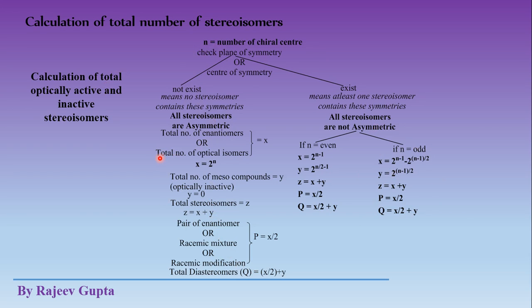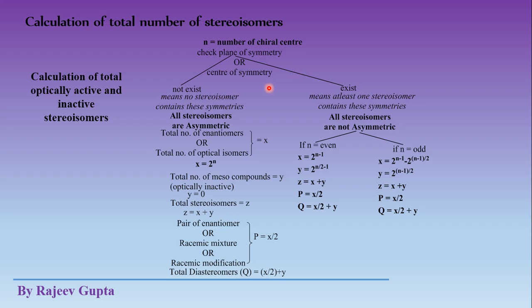Here we see many formulas to calculate total stereoisomers, optically active isomers, inactive isomers, meso compounds, diastereomers, and enantiomers. So there are various formulas. Here we are using a small letter n, which is the number of chiral centers in these molecules. In the formulas where we get small n, that corresponds to the number of chiral centers in that compound.